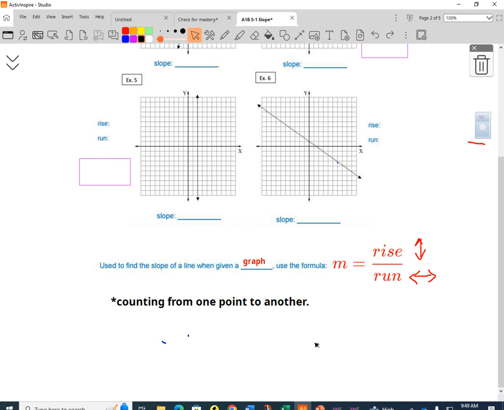Sometimes they'll be marked for us. If they're marked for us, they're marking them so we can count the actual boxes. So when you pick 2 points, you want to take points on the line that cross right at the little vertices, right where the lines meet. That way we know exactly how many blocks or boxes we're counting.